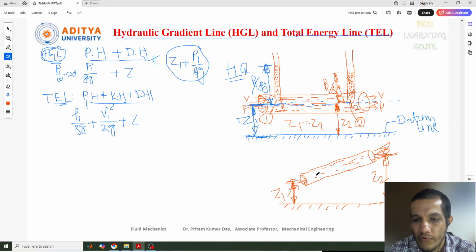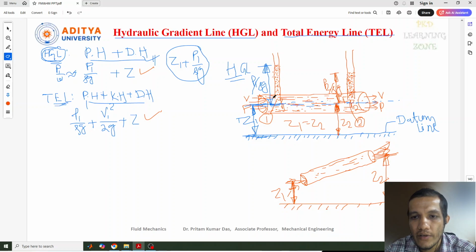Now this is inclined, and this is horizontal. Similarly, in the horizontal condition also we need to identify the datum head at the inlet and outlet conditions, and here we can see that though it is horizontal, we can consider Z1 equal to Z2. This is about the datum head.